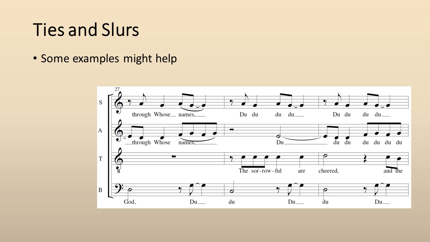If you see one of these curved lines connecting multiple notes on different pitches, that is, they're on different lines or spaces on the staff, it's a slur. In choral music, slurs are used when you sing a single syllable on more than 1 note. Example time.